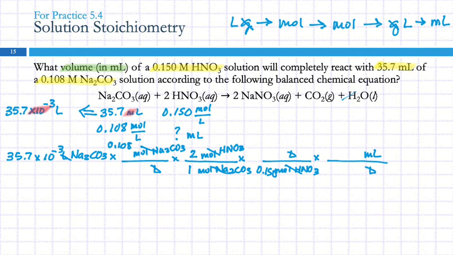And then milliliters to liters. Remember, milli stands for times 10 to the minus 3. I've got milli on one side, I've got times 10 to the minus 3 on the other side. 1 milliliter is 1 times 10 to the minus 3 liters.